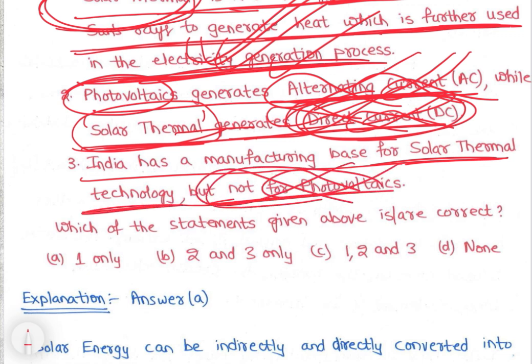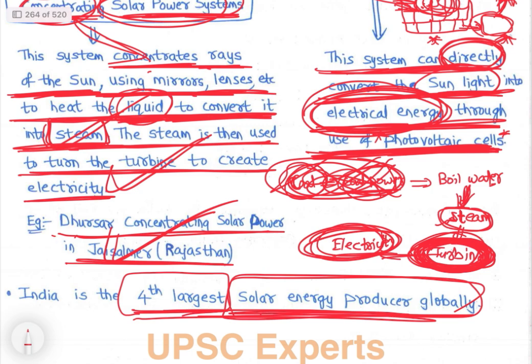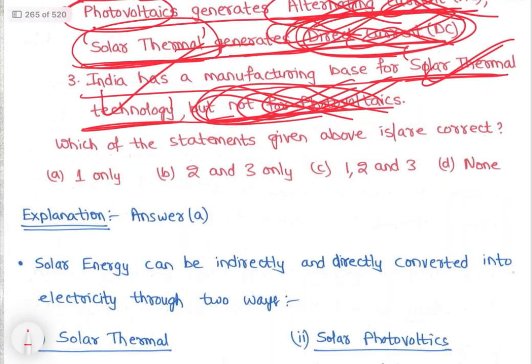No, we have a manufacturing base for photovoltaics also, right? And we have a manufacturing base for solar thermal technology also. Solar thermal technology we have a manufacturing base, right? So it is there already, right? So option 1 only is correct, right? So option A is the answer.